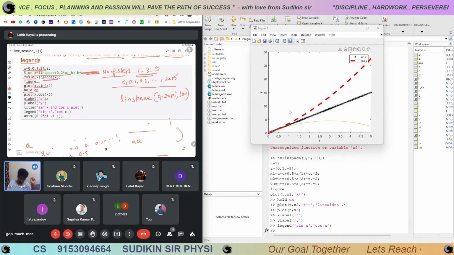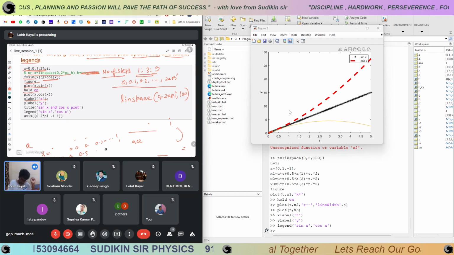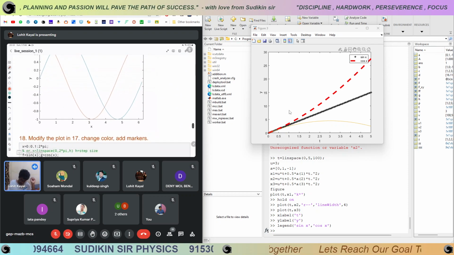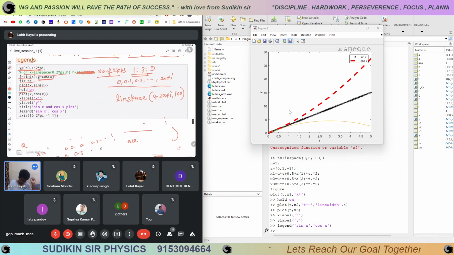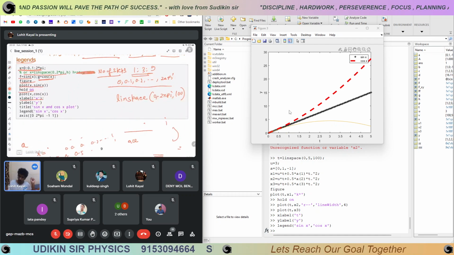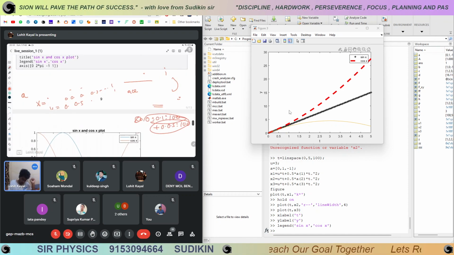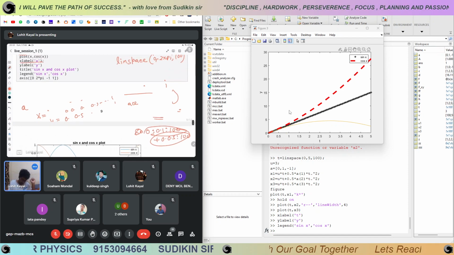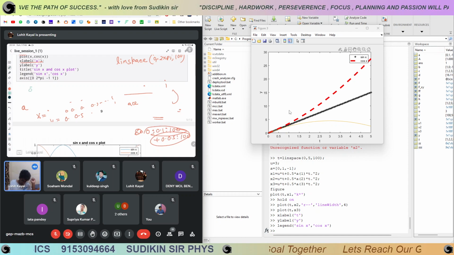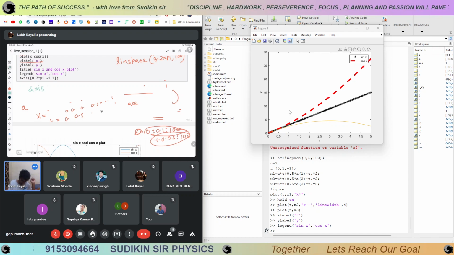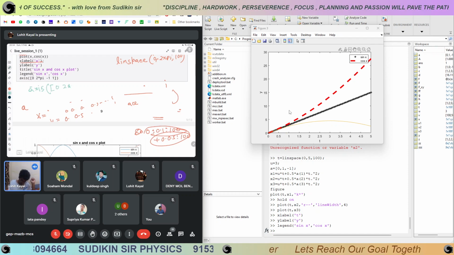Then xlabel x, that means it will define the label of x on the x-axis. This is x, and ylabel is y. If you see the plot, this is x and this is y. And title, again it will appear as a string inside quotes, sin x and cos x plot. Legend sin x comma cosine x. And axis 0, 2 pi, minus 1, 1. And I have told you that this command exists. Just remember how to write this command. It will help you.